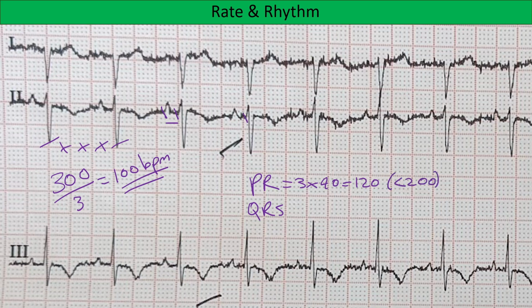The QRS ranges from there to there, which is about 2 small squares. 2 times 40 is 80. Now as long as the QRS is less than 120 milliseconds, we're happy. So therefore the PR interval is normal and the QRS interval is normal.